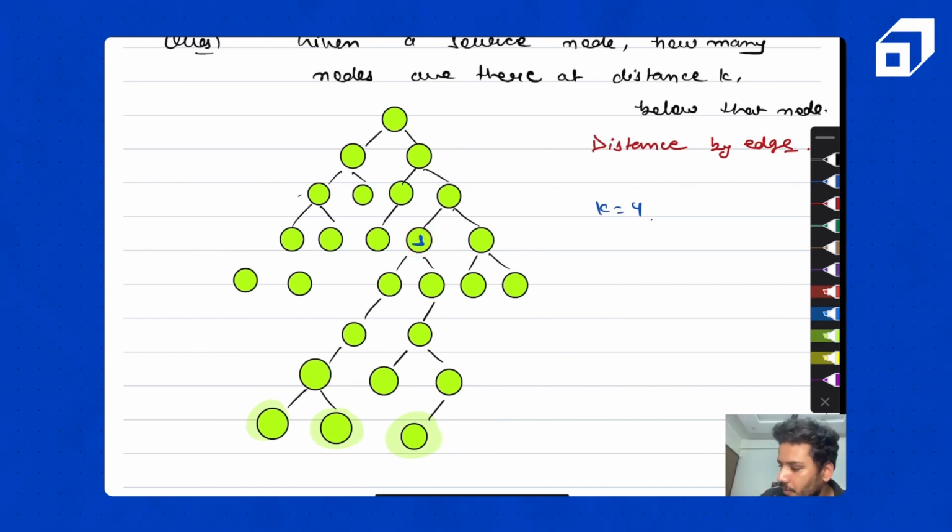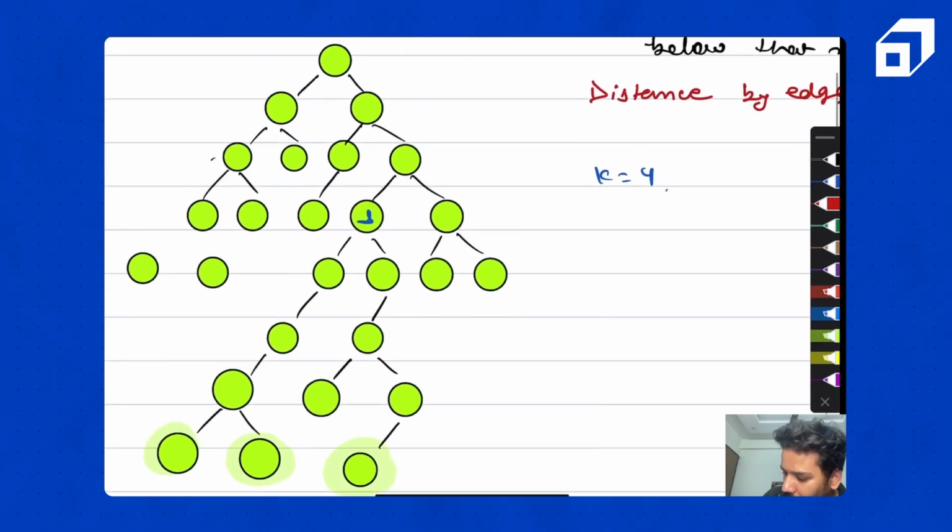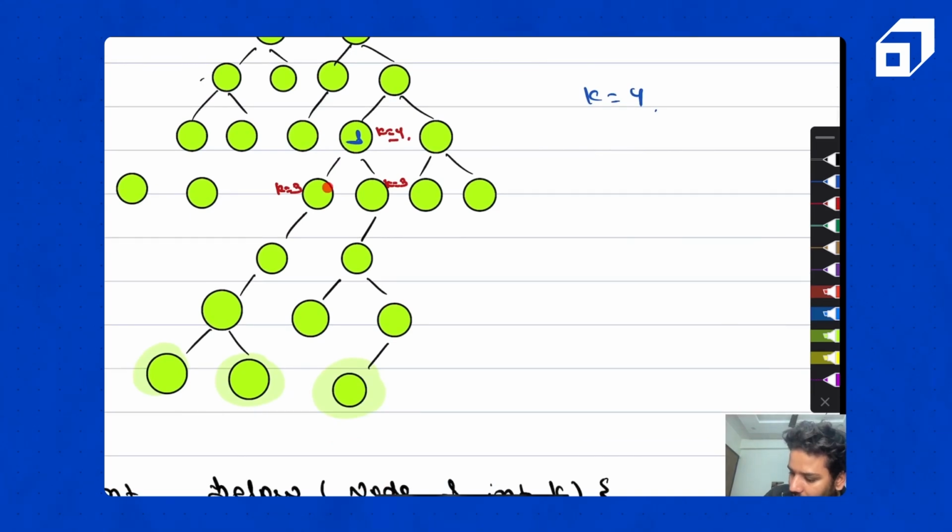So what do we do? From this source node, I want to calculate how many nodes are there at, let's just say, k equal to 4 distance. So I will ask my left child, hey left child, tell me how many nodes do you have at a distance 3 below you, left and right node. Now this node will ask its children, hey both of my children, although it has only one child, tell me how many nodes do you have at a distance k equal to 2 away.